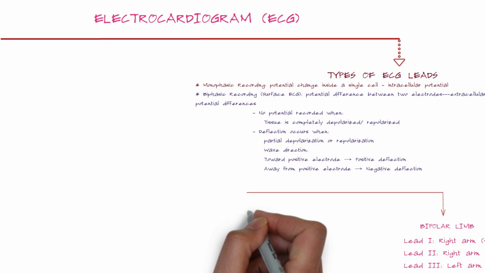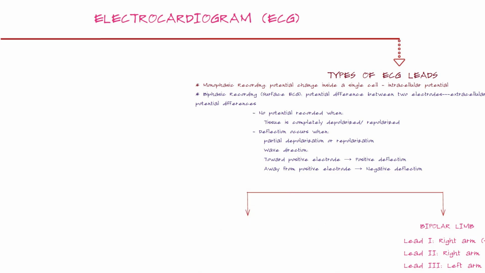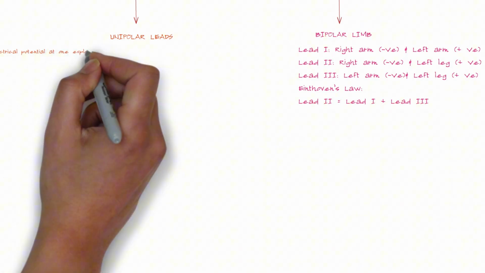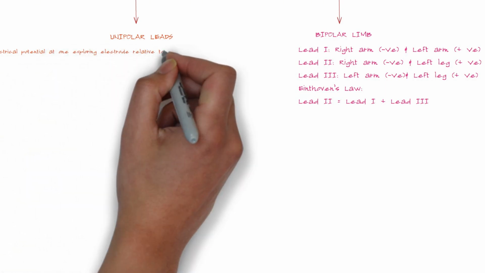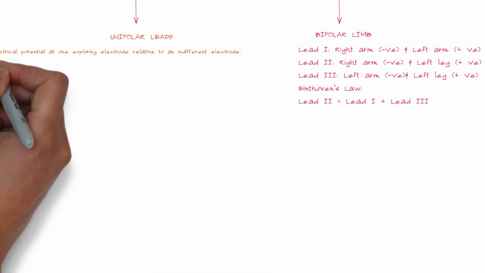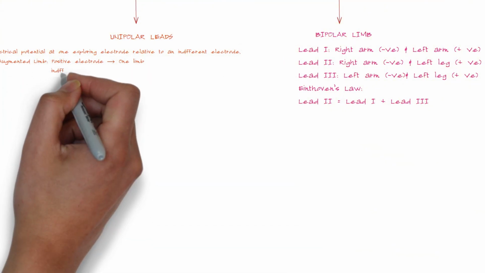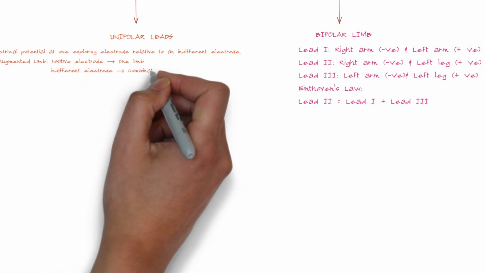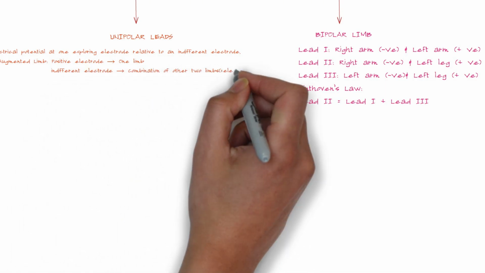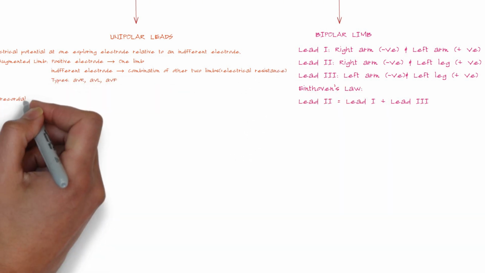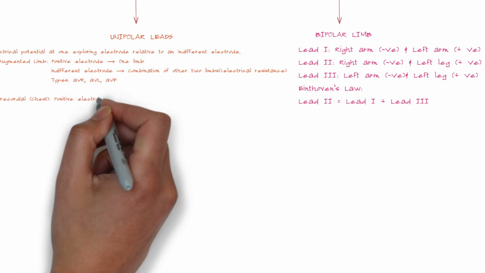Now the second type is the unipolar lead. Here we measure the electrical potential between one exploring electrode relative to an indifferent electrode, and it's classified into augmented limb leads and precordial chest leads. The augmented limb leads are aVR, aVL, aVF, where the positive electrode is on one limb, and the indifferent electrode is formed by the combination of the other limbs.